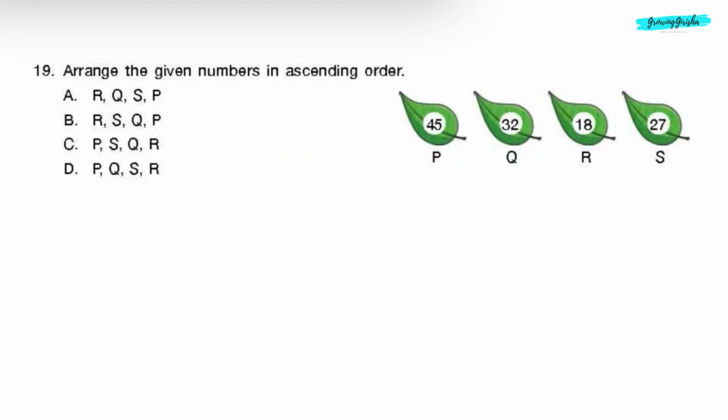Question 19. Arrange the given numbers in ascending order. In ascending order, we write numbers from smaller to bigger. So first 18, then 27, then 32, and then 45. If we write it in the form of letters, then it is R S Q P. So option B will be the correct answer.